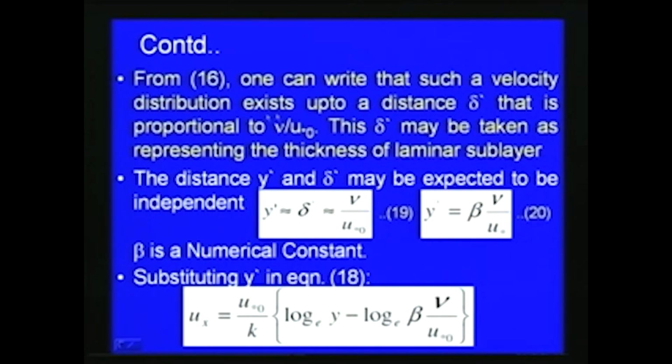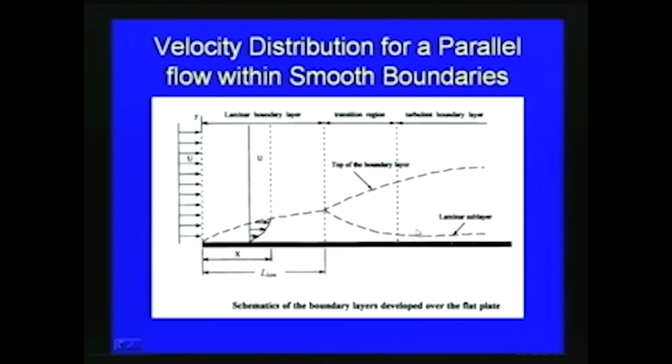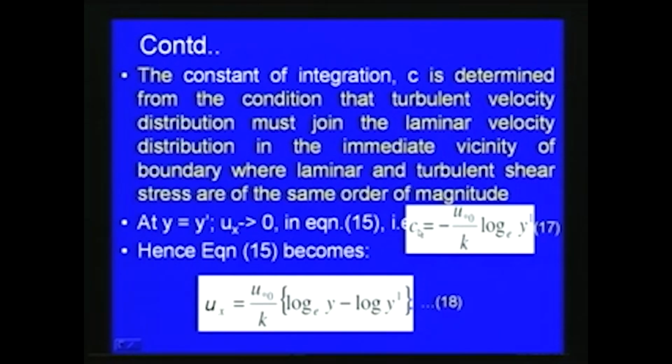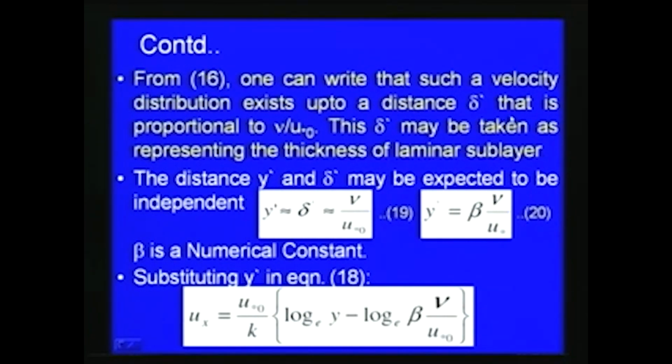Now from equation number 16, one can write that such a velocity distribution exists up to a distance delta dash that is proportional to nu by u star o, and this delta dash may be taken as representing the thickness of the laminar sublayer. You can see this small sublayer called the laminar sublayer.